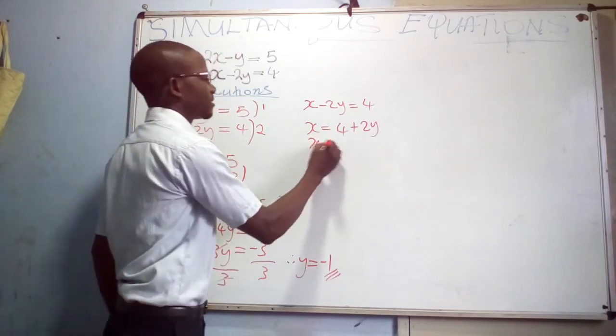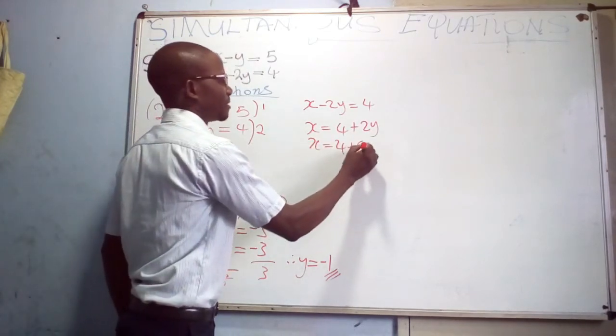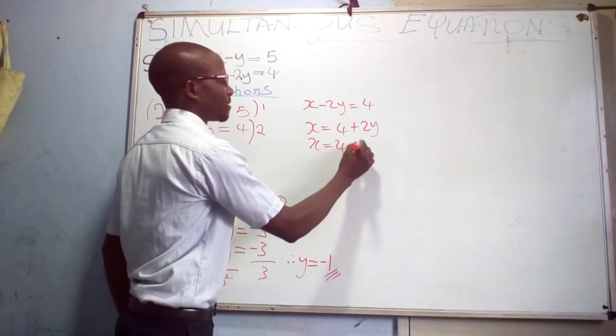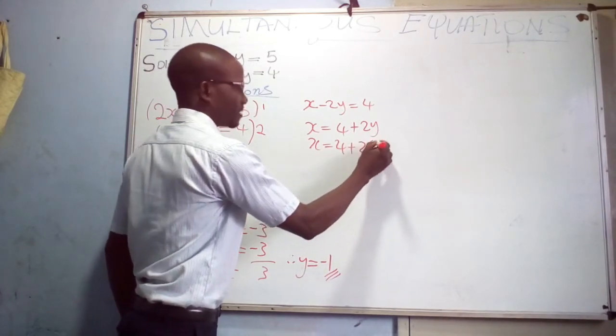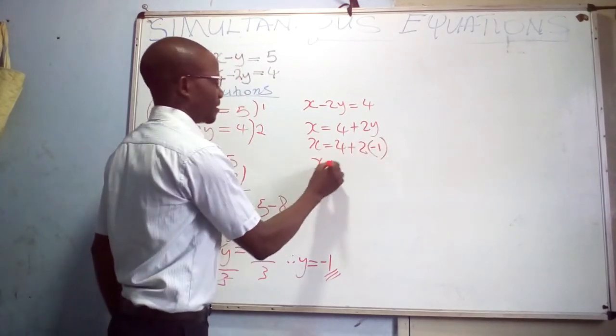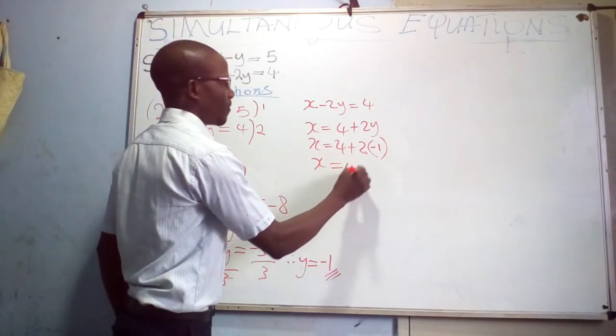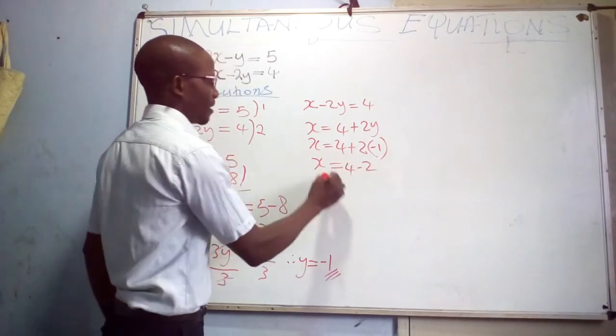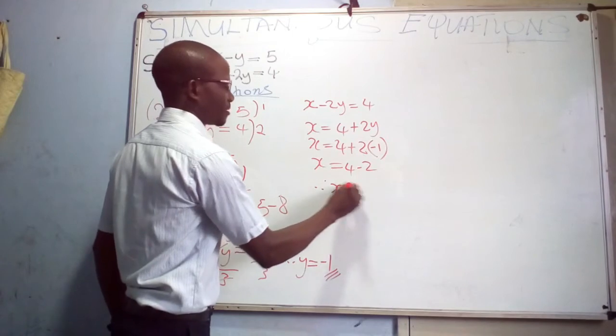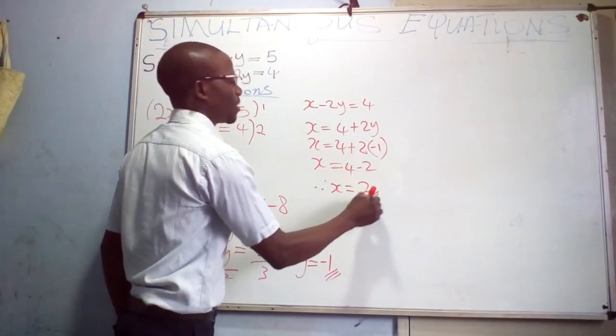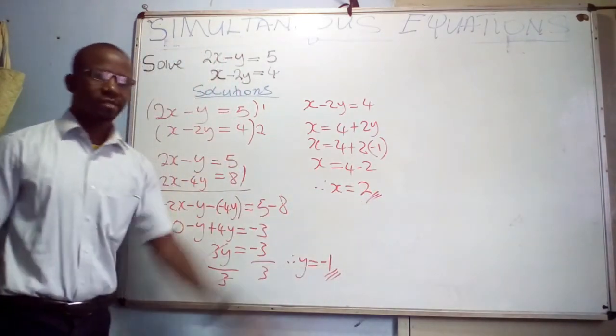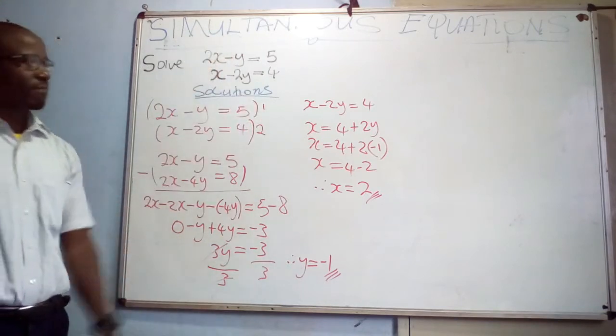Then x is equal to 4 plus 2 times y, times negative 1. x is going to be equal to 4 minus 2. x is equal to 2. So our x is 2. This is how we use the elimination method.